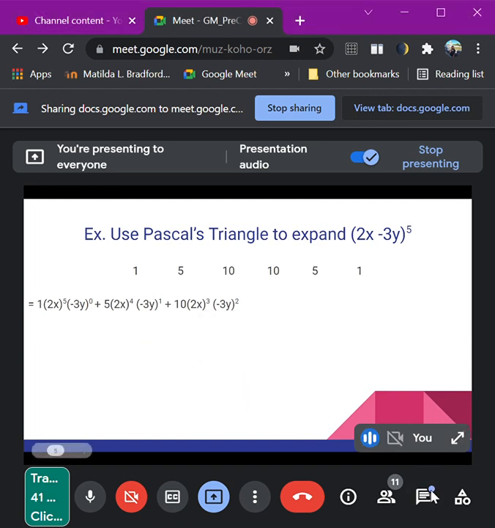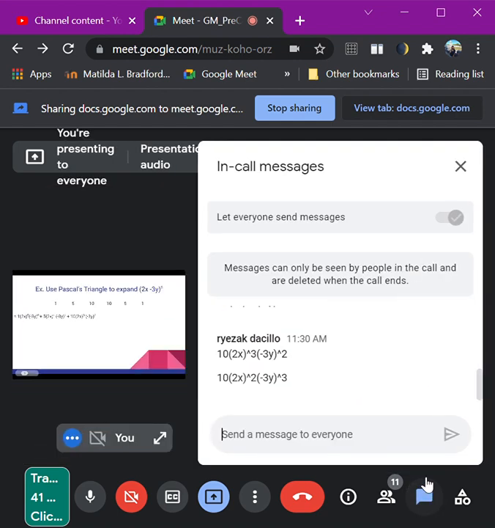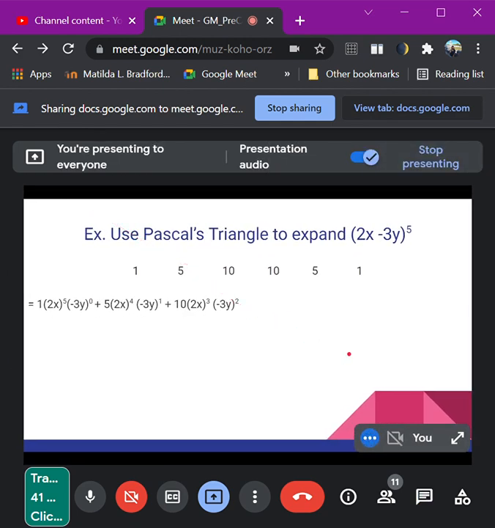Okay, so we have here 10 times 2x raised to the power of 2, quantity negative 3y raised to the power of 3. Very good. How about our next one, our fifth coefficient?